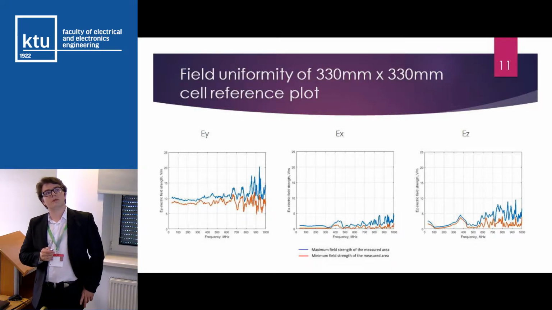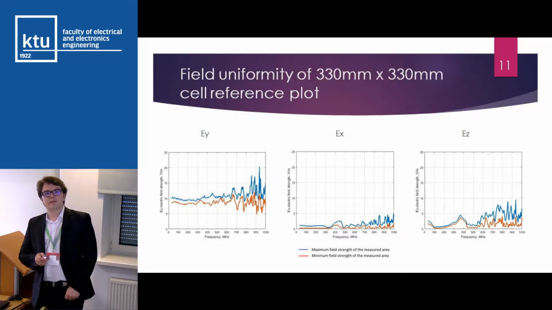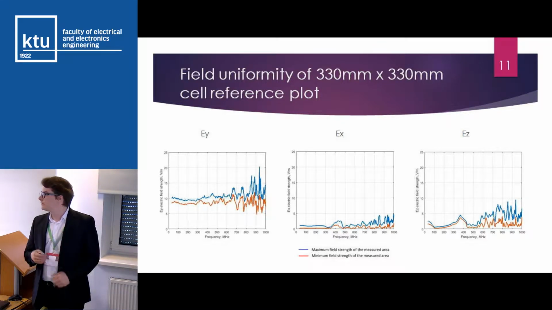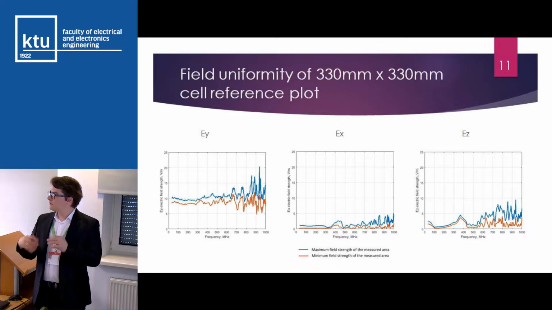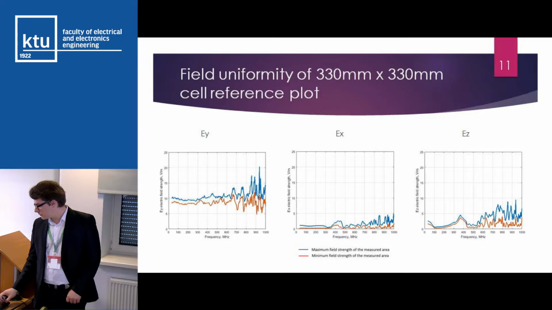But if we look at the standard-stated 330 millimeters times 330 millimeters plot, we saw that EX is very low, actually lower than 5 volts per meter. EZ is a little bit higher, and here the red is minimum and the blue is maximum. As you can see, all the nodes measured were falling between those curves. So this situation is quite good.